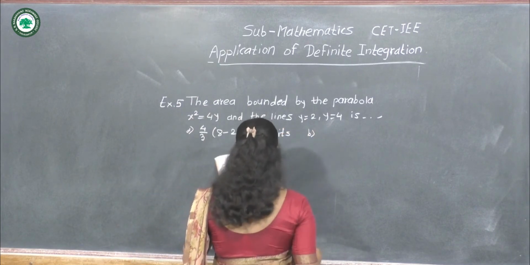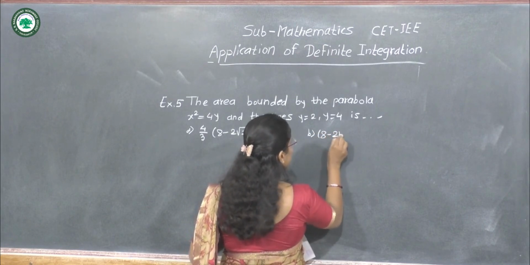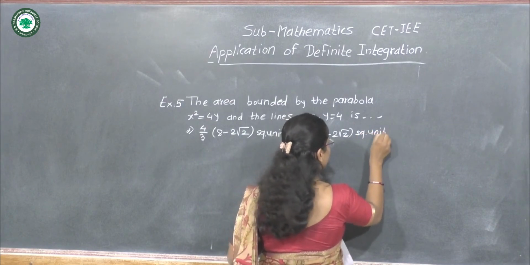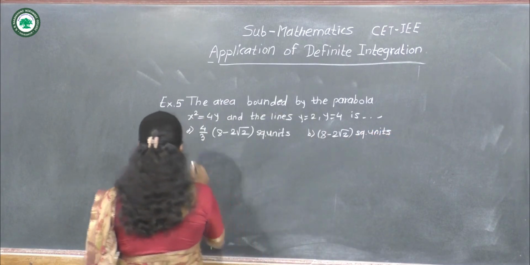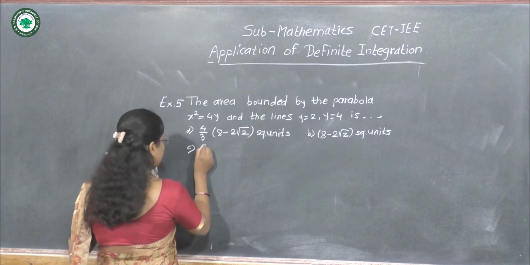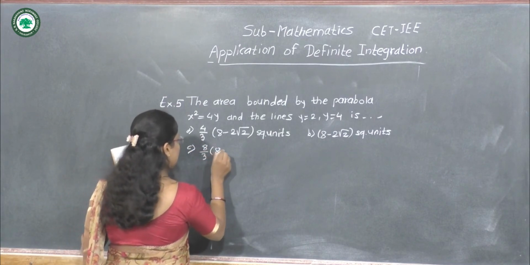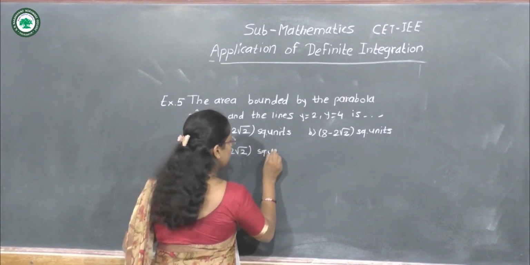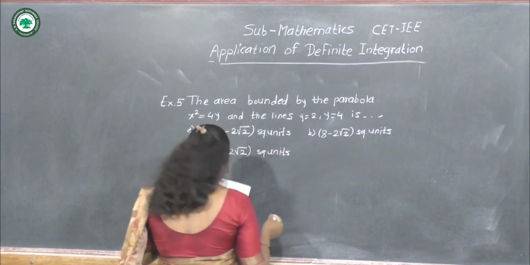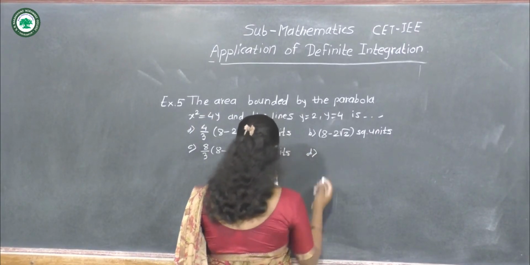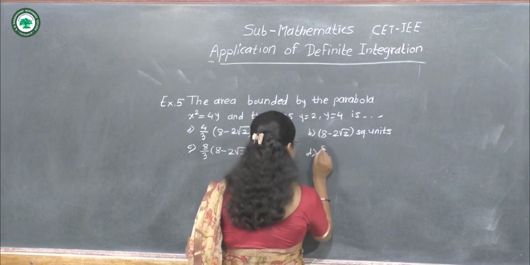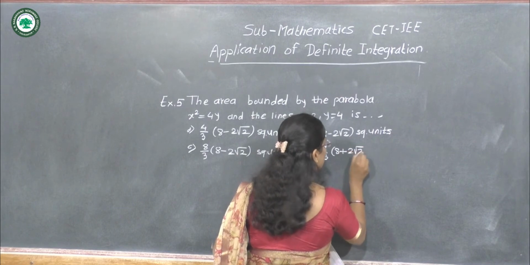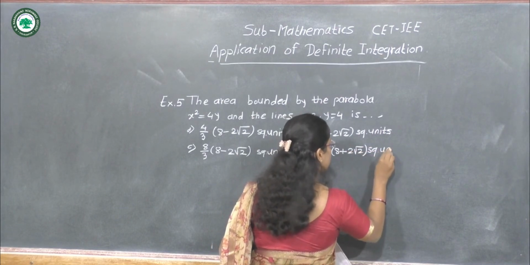Option B is 8 minus 2 root 2 square units. Option C is 8 upon 3, 8 minus 2 root 2 square units. And option D is 8 upon 3, 8 plus 2 root 2 square units.